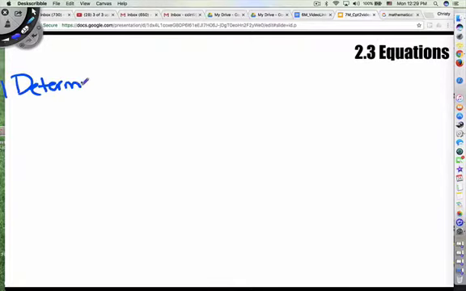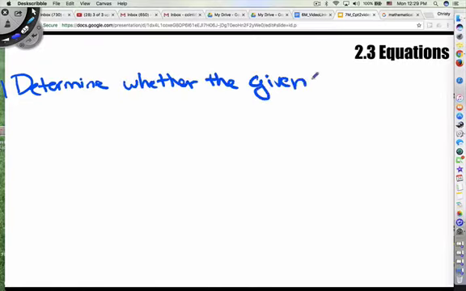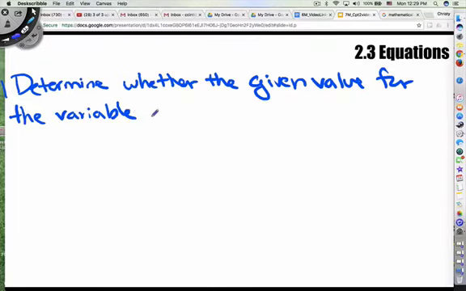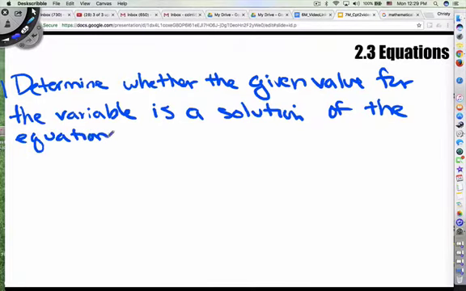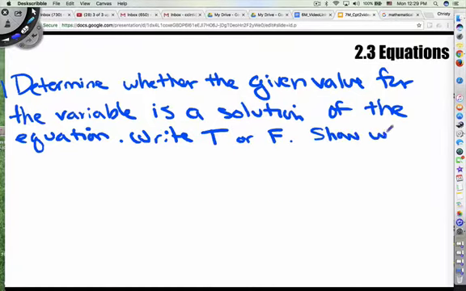Determine whether the given value for the variable is a solution of the equation, and then write true or false. And of course, show all work. I didn't even have to write that, honestly, but show your work.